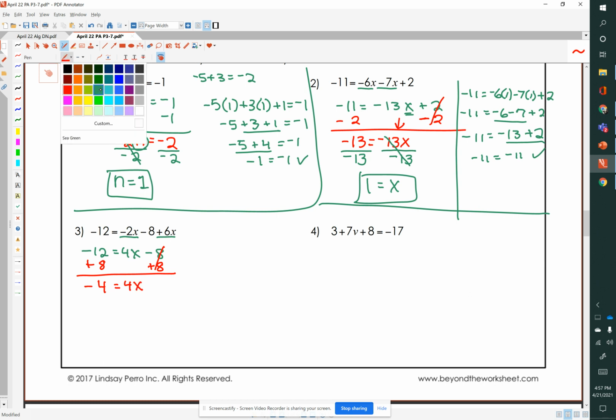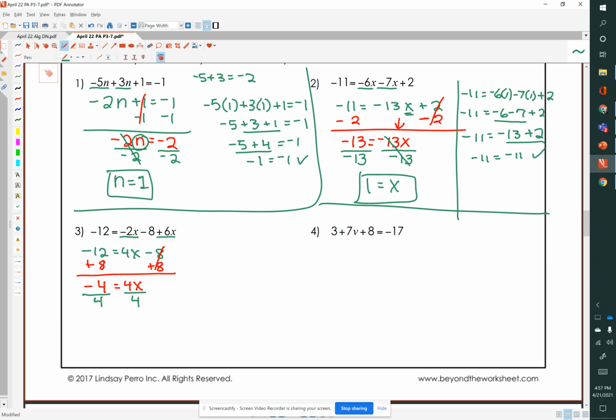And now we have to isolate that x. So x is being multiplied by 4, so we will divide by 4 on both sides. And in this case, when we isolate x, negative 4 divided by positive 4 is negative 1. So our x equals negative 1. We can check our work with negative 12 equals negative 2 times negative 1 minus 8 plus 6 times negative 1. We've substituted for x, and we'll start evaluating.